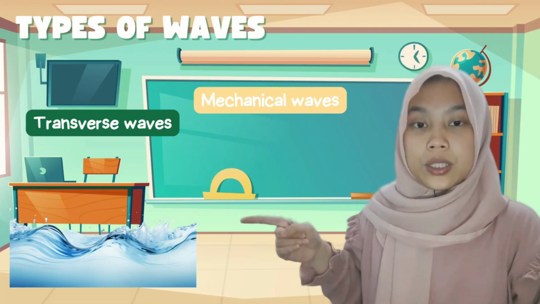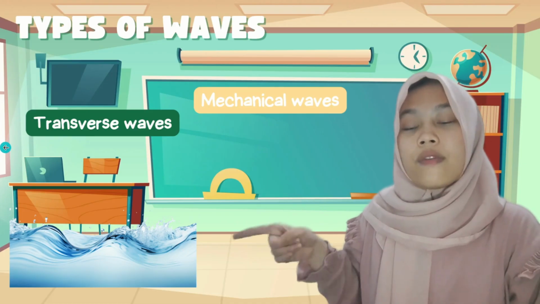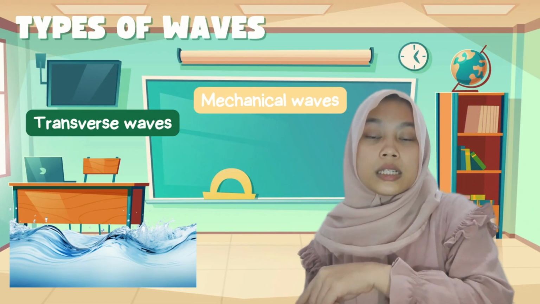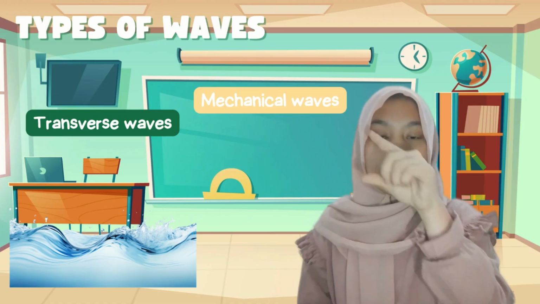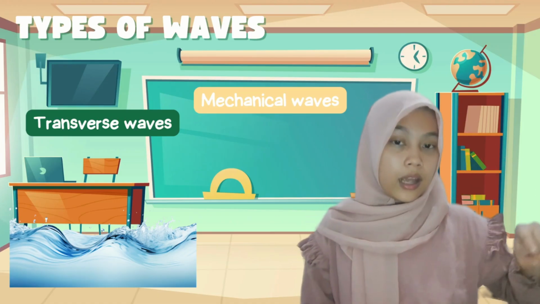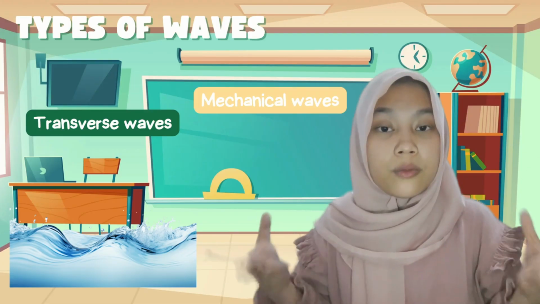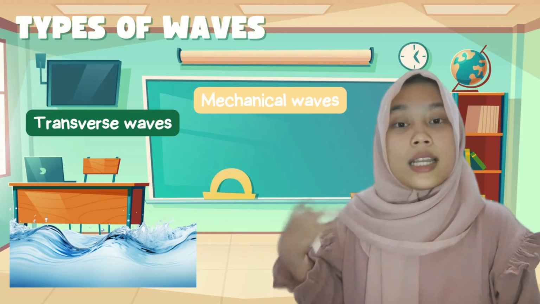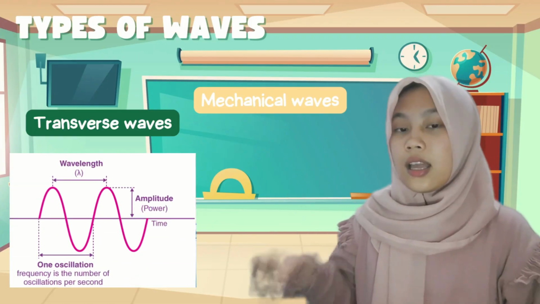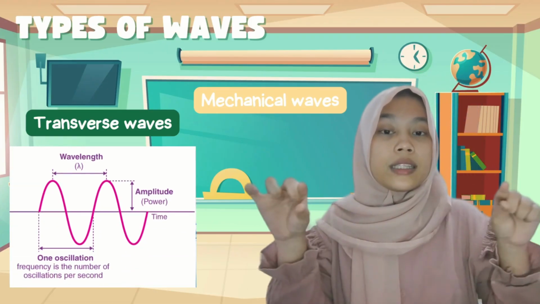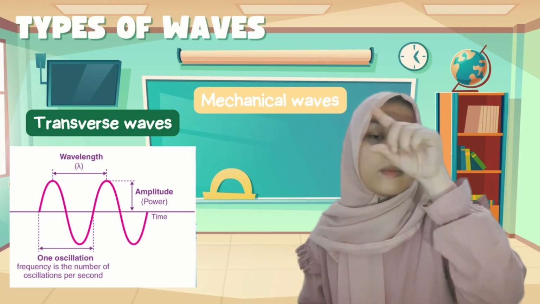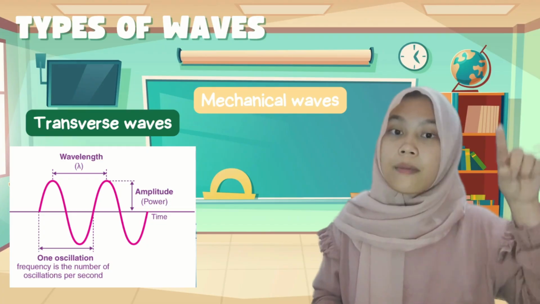Or for another example, just like this. You can see the picture. It's a picture of a water wave. And you can see the movement of the water is up and down, up and down. So that is a transverse wave. Or we can illustrate it like this, where the line in the middle is the direction of the wave and the particles will move up and down.